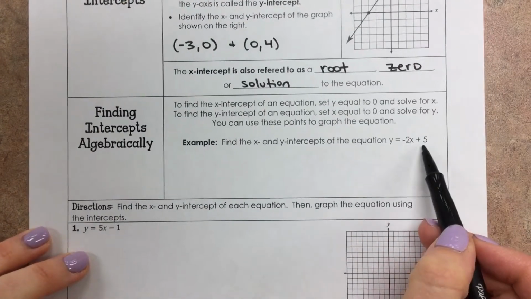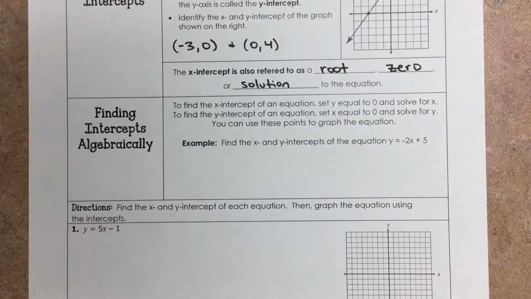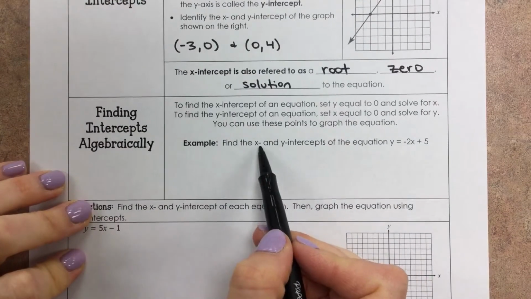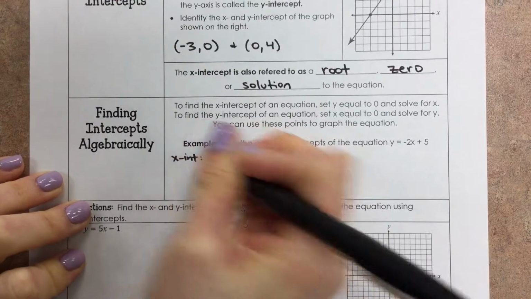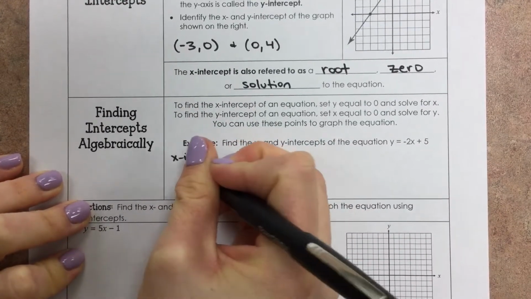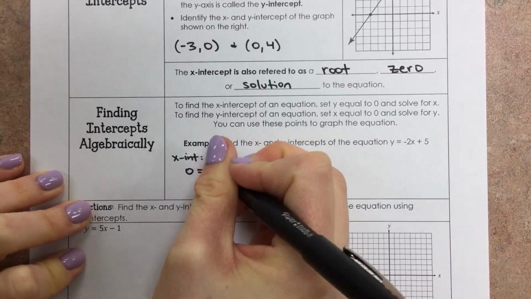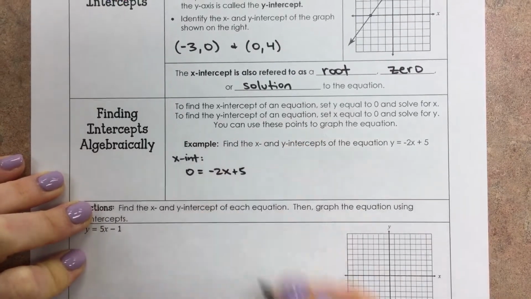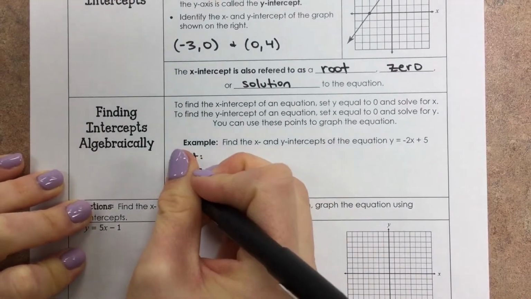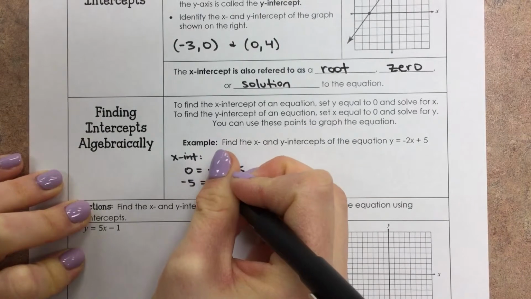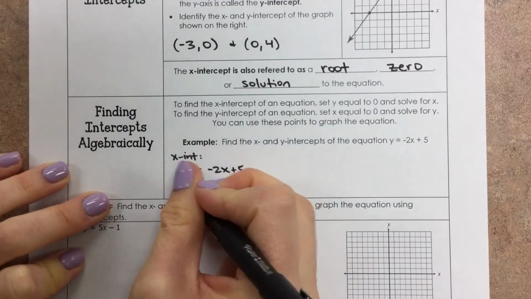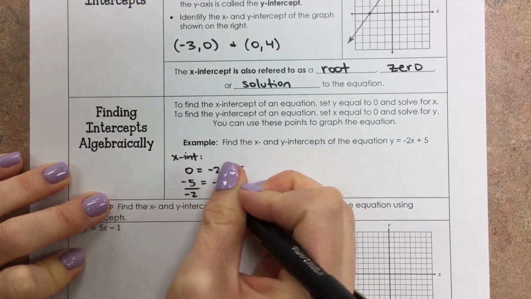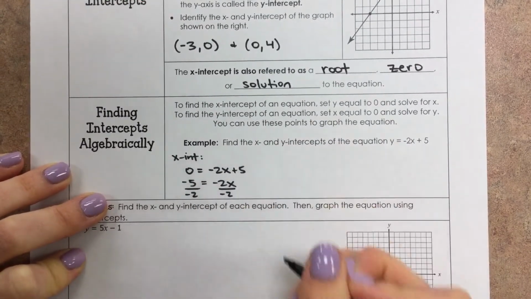All right, so this equation right here, we'll do one little sample, find the x and y intercepts. To find the x-intercept, you set y equal to 0. So we're going to start there. Take this equation, set the y equal to 0, and then solve. To solve for x, I would start by subtracting 5 from both sides, and then divide both sides by -2. So this, I get x by itself.